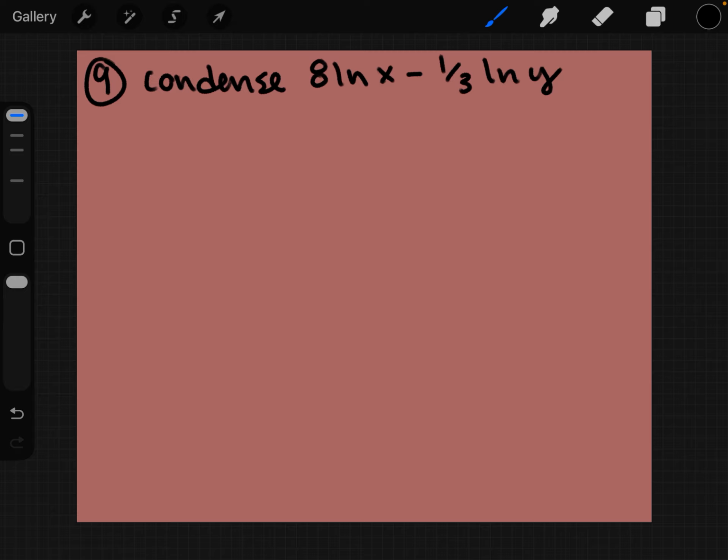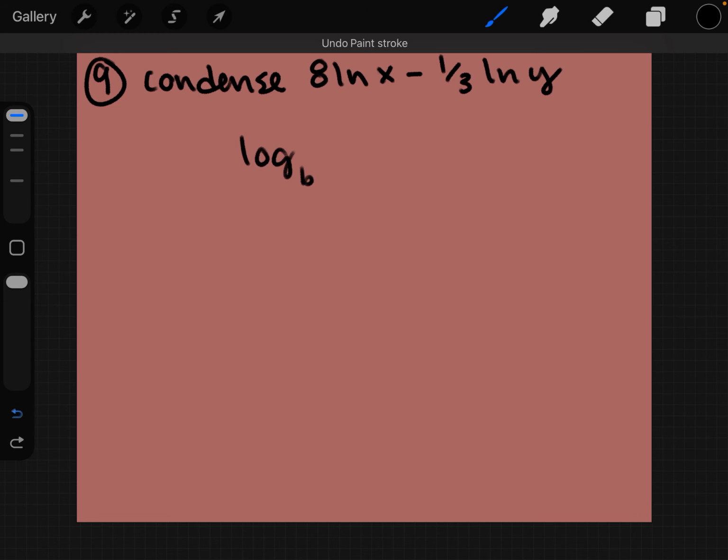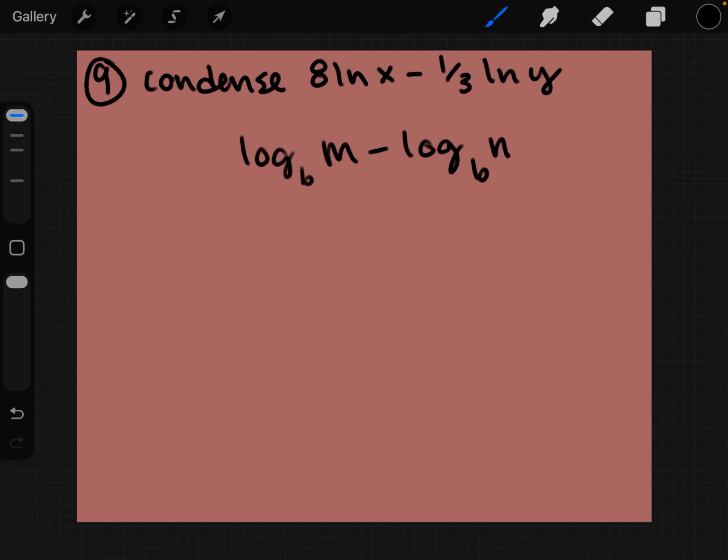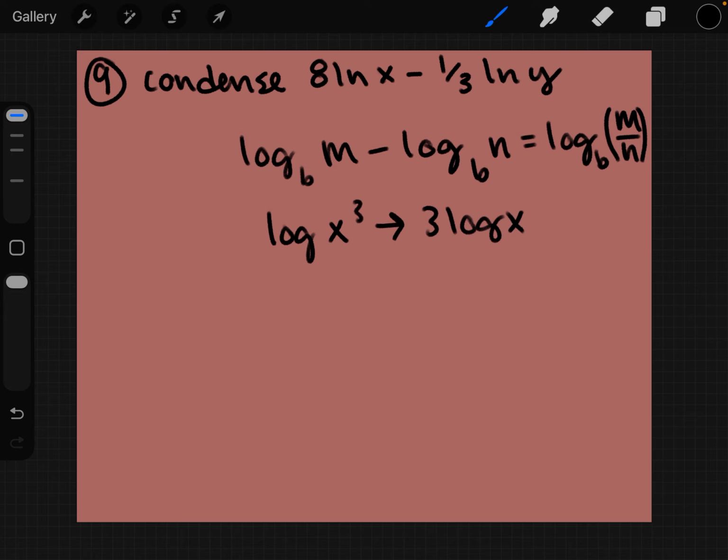Okay, so we know that when we've got two logs with the same base, we can condense it into that. So, but there's also an 8 in front. So that's the other rule. Okay, so let's rewrite that first.